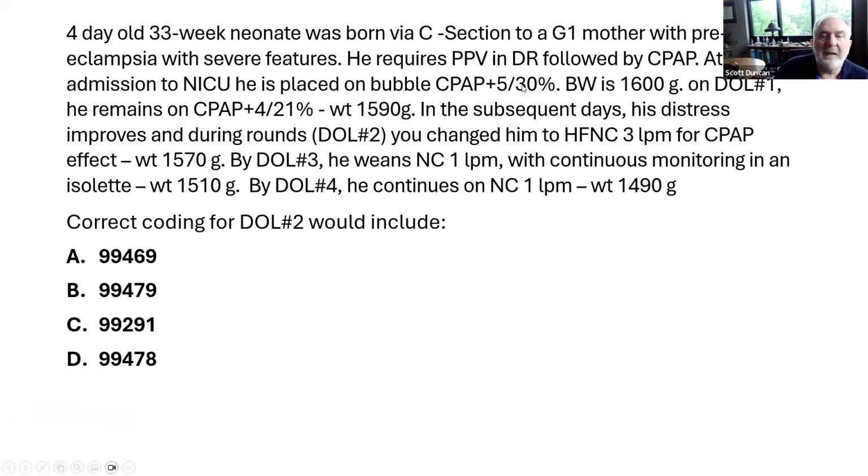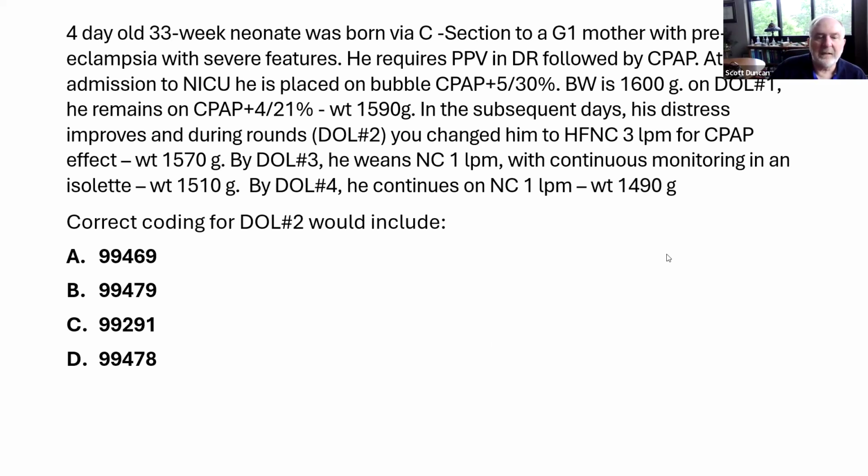So here's a baby that was admitted, I've got this over my screen, I can't see it, by C-section to a primigravida with preeclampsia with severe features, requires positive pressure in the delivery room, followed by CPAP and admission to the NICU. He's put on bubble CPAP, +5 and 30%, birth weight is 1,600 grams. On day 1, he's on CPAP, weighs 1,590. In subsequent days, his distress improves, and during rounds on day 2, you change to a high flow cannula at 3 liters for CPAP effect. By day 3, he weans to 1 liter nasal cannula with continuous monitoring. By day 4, he's still on 1 liter.